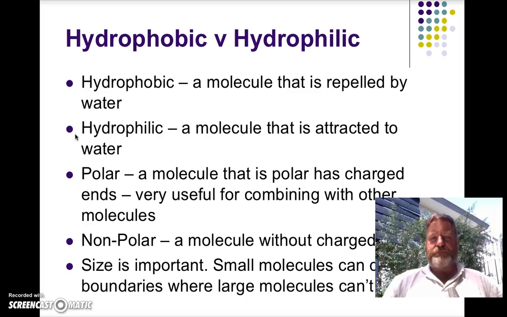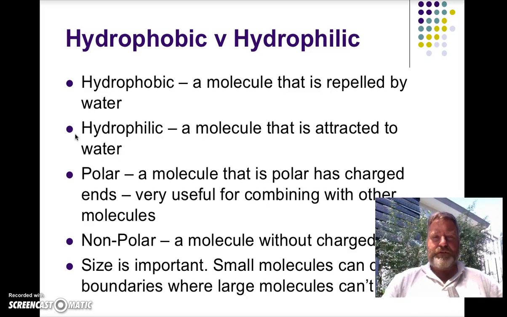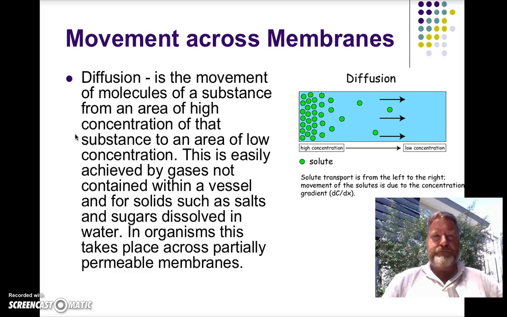And size is important. Small things can simply cross by squeezing through, whereas a large molecule like a protein simply can't get through. And in fact, even glucose, small as it is, it's only 24 small atoms for that matter, can't cross the membrane around our cells. So they're partially permeable, but that permeability can be quite restrictive.